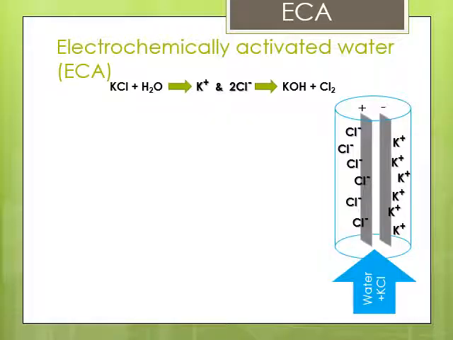This is my attempt at describing with a diagram how this works. So you have a plus and a minus, like an anode and a cathode, and the potassium chloride dissociates, goes to the respective charged plate, and then reacts with the water to form chlorine gas and potassium hydroxide.